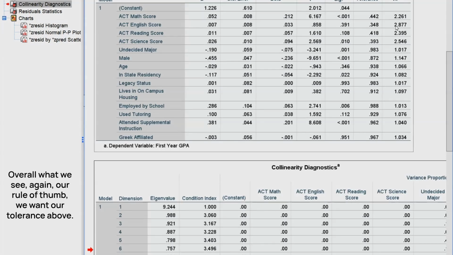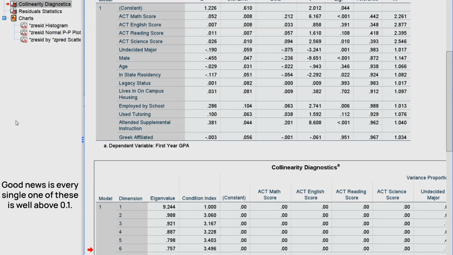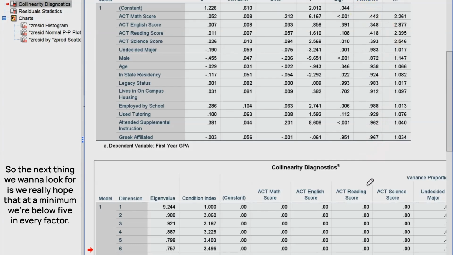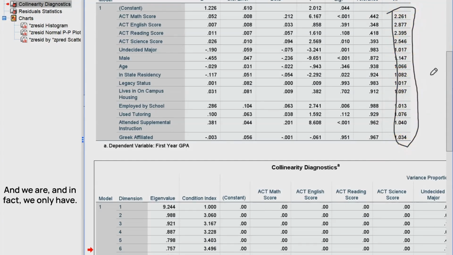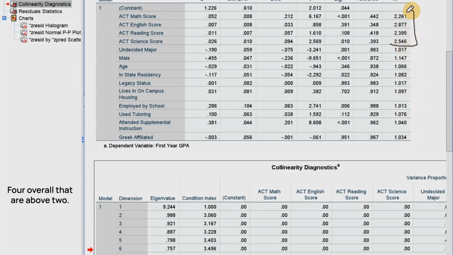So overall, what we see, again, our rule of thumb, we want our tolerance above 0.1. Good news is every single one of these is well above 0.1. So the next thing we want to look for is we really hope that at a minimum we're below 5 in every factor, and we are. And in fact, we only have 4 overall that are above 2. So they're on the low end of 2 to 5. So we call that moderate collinearity. You might want to monitor it, probably fine, but you might want to consider some level of dimension reduction.